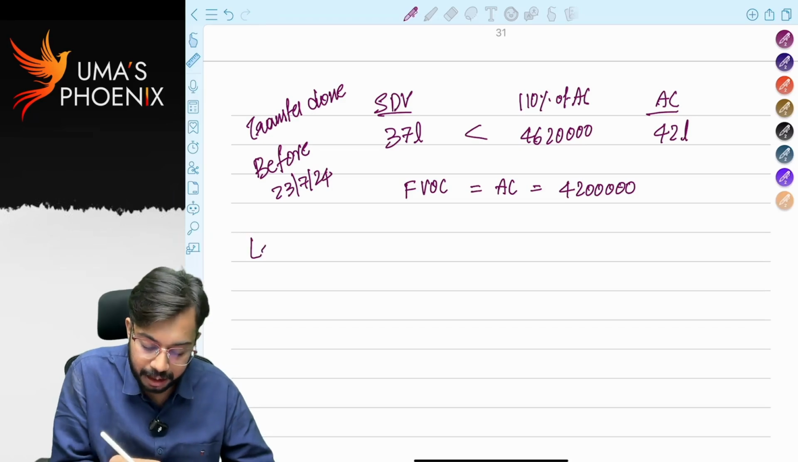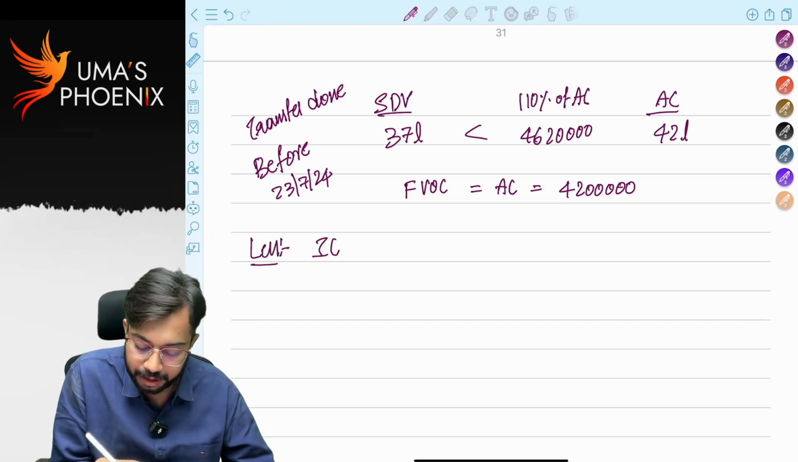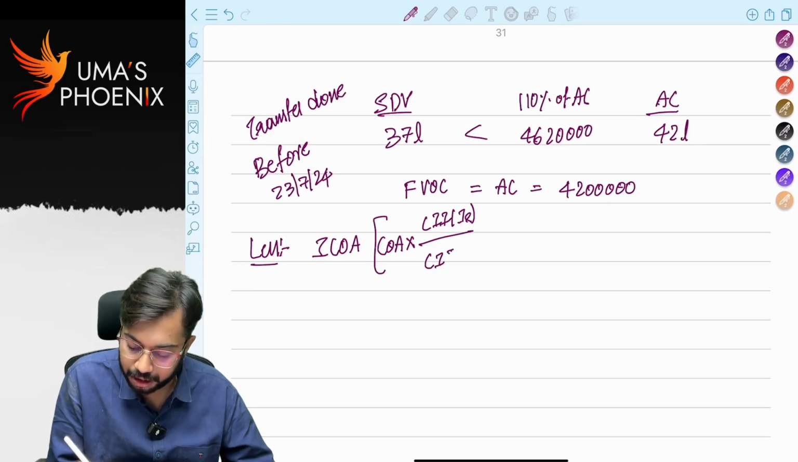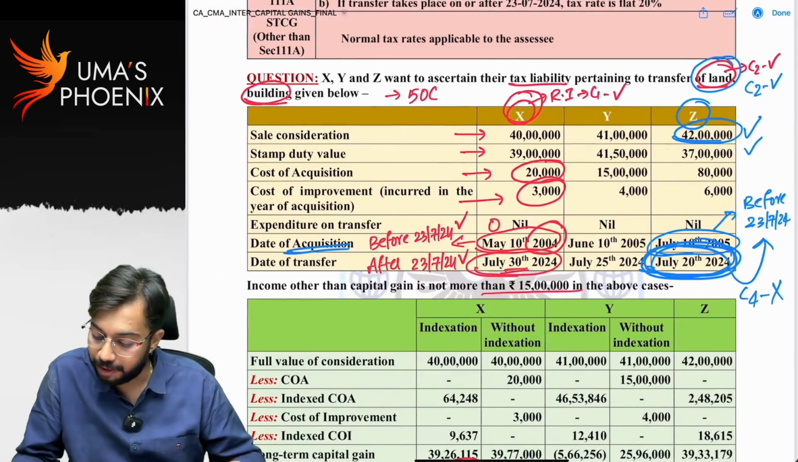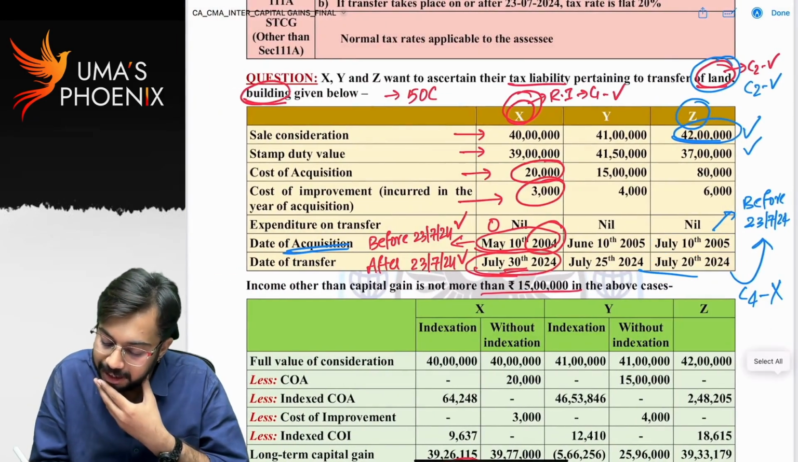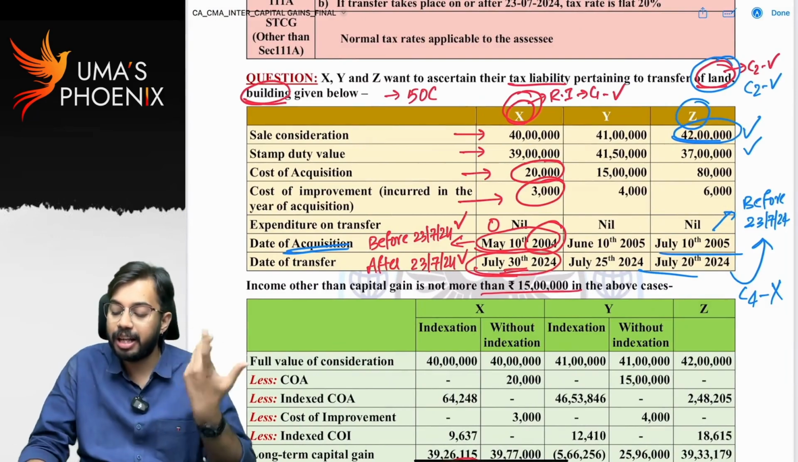So what is allowed as deduction? Indexed cost of acquisition is allowed as deduction. What is the formula? Cost of acquisition into cost inflation index in the year of transfer divided by cost inflation index in the year of purchase. Now, when it was purchased in 2005-6. For 2005-6, what is the index number?